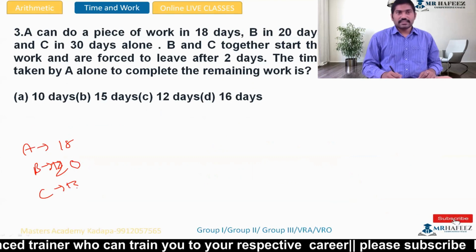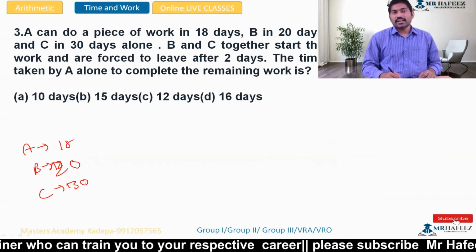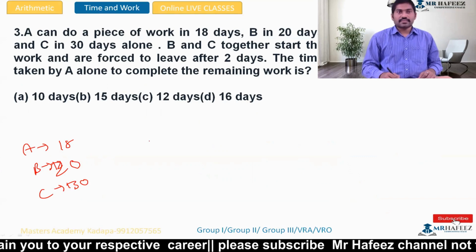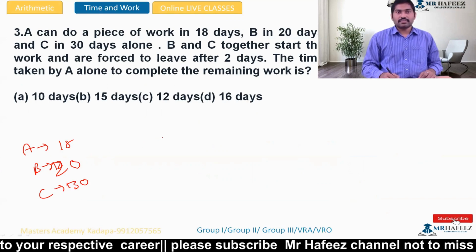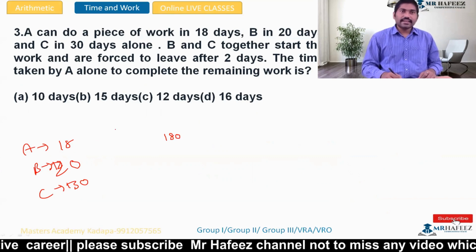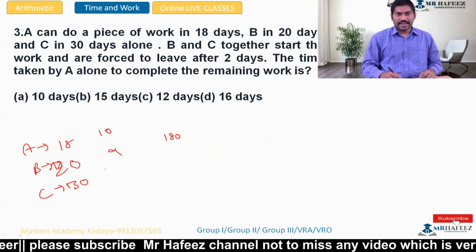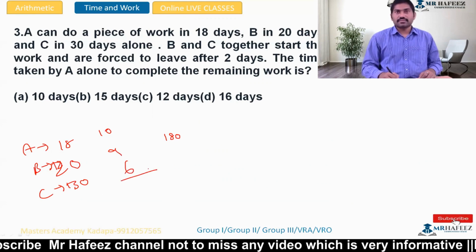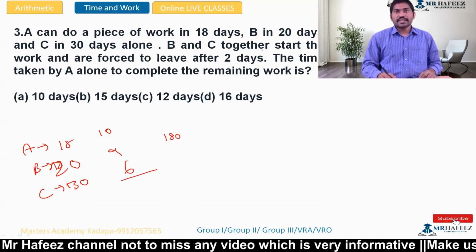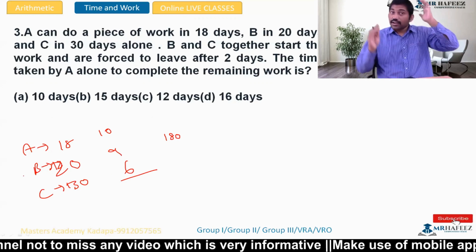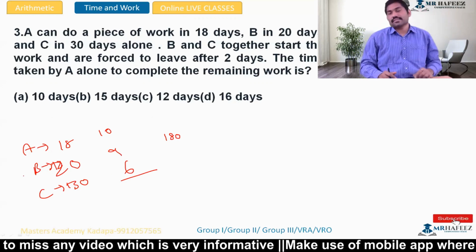A can do a piece of work in 18 days, B in 20 days, and C in 30 days. So 18, 20, and 30. The LCM is 180. 18 goes 10 times, 20 goes 9 times, and 30 goes 6 times. B and C together started the work, and are forced to leave after 2 days.